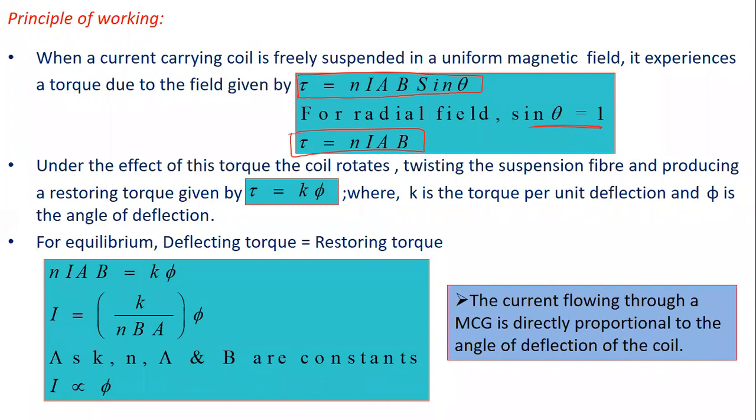Under the effect of this torque, the coil rotates, twisting the suspension fiber. As the coil rotates, the fiber gets twisted and produces a restoring torque, and that restoring torque is proportional to the rotation of the coil. Let phi be the angle of rotation or angle of deflection. So the restoring torque is equal to K into phi. K is a constant here, and it is also called the torque per unit deflection.